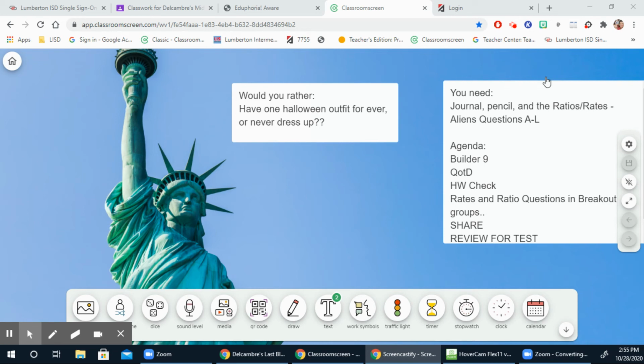And we have our Builder 9. We're going to do a quick question of the day. I'm going to go over our homework. We did breakout rooms, but I'm going to go over the questions on the video. And then you have your review for your test. It is on Friday. So tomorrow we have our review and a Kahoot and a Gimkit. And I will also send those links out.